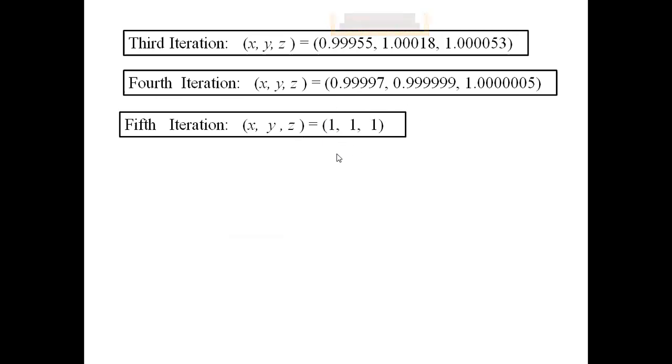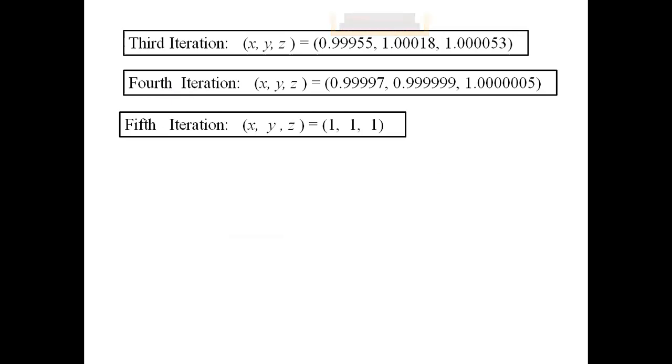Again, if you carry out another iteration, the same answer is repeated, 1, 1, 1, because this is the exact value. So when the exact value is obtained, what happens? In the next iteration, we get the same answer. So the solution for the system by Gauss-Seidel method is 1, 1, 1. But if you practice, from this third iteration itself we can guess it is very near to 1, 1, 1. That idea we get using the Gauss-Seidel method. So in the third or fourth iteration, we get the exact answer.